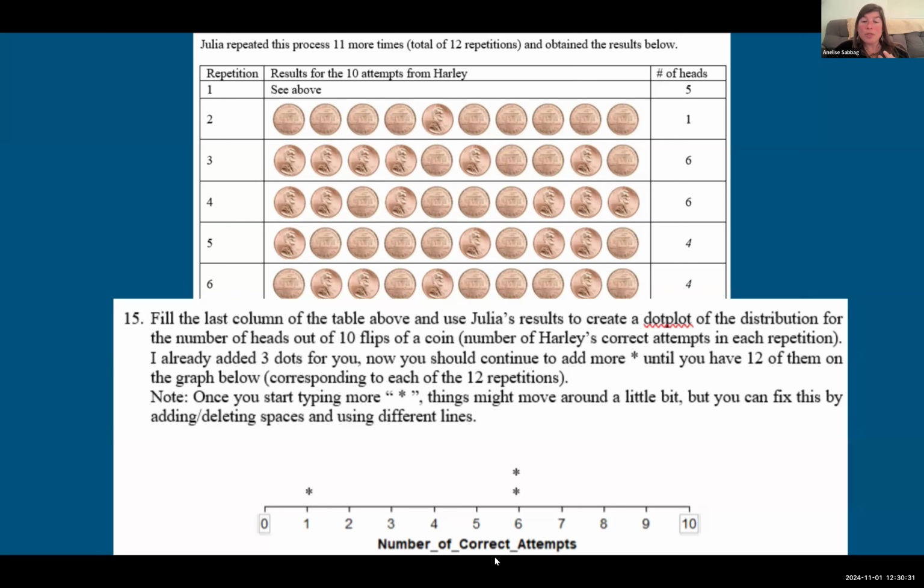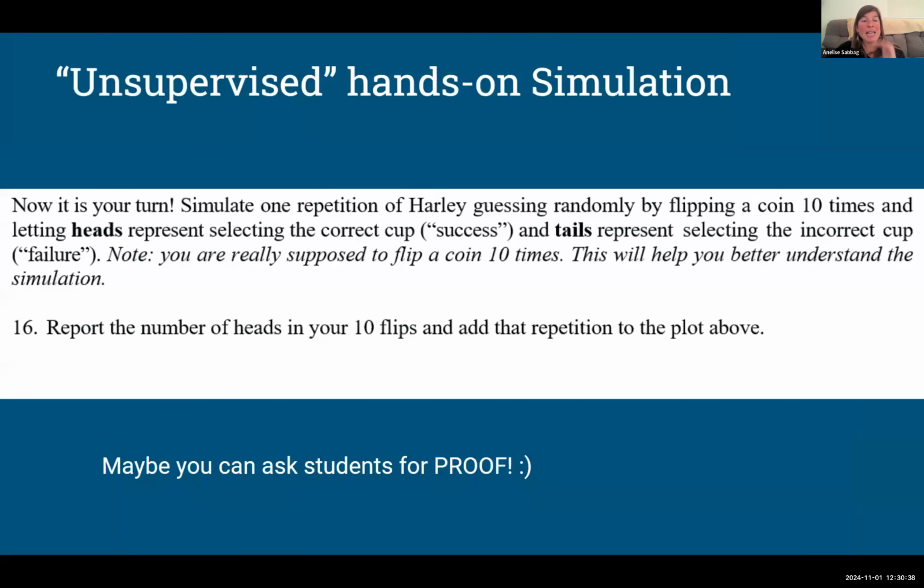But what would this plot show? This plot is showing what we would have done in class, right? Gathering data from all the students. And here, I still want students to do that, right? So after students go through that example, I ask them, now it's your turn. Simulate one repetition, record the number of heads, and add your data to the plot. So I'm kind of asking for proof, so I still want students to do this, and you can see I have a little note: you're really supposed to flip a coin 10 times. This will help you better understand the simulation.